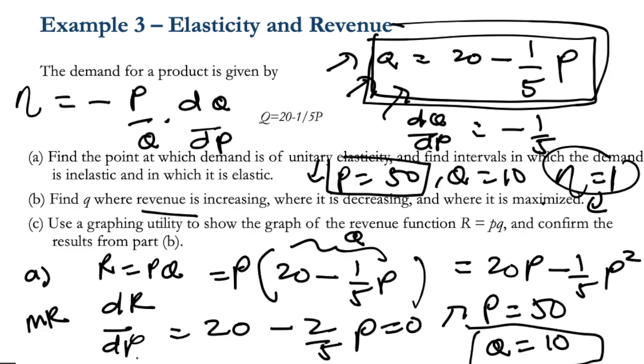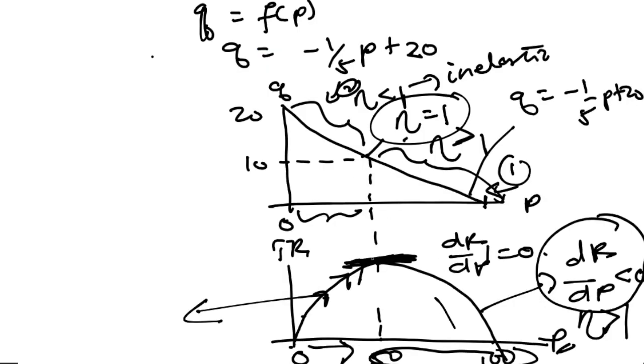Because dr over dp is 0. When dr over dp is 0, the total revenue curve is at maximum because the slope is 0. dr over dp is 0 here, flat.